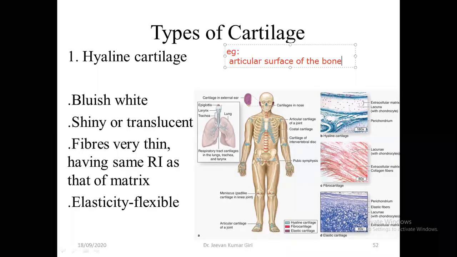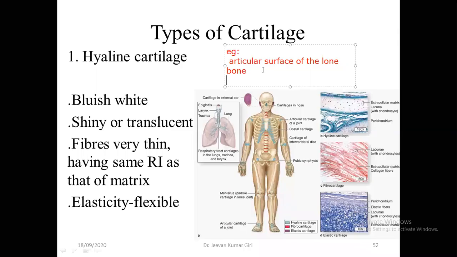Wherever the joint is present, in most of the joints, not in all joints, but most of the joints formed by the long bone, you can see they are all hyaline cartilage. So the articular surface of the long bone, not in all joints, you will find hyaline cartilage.